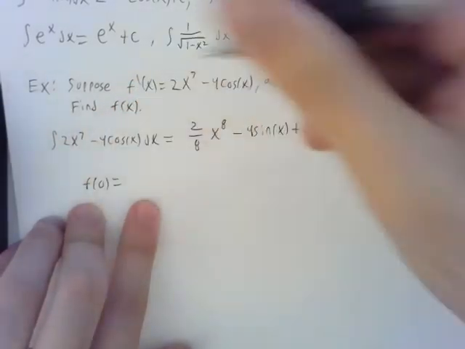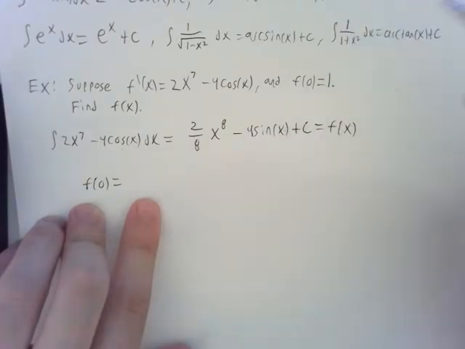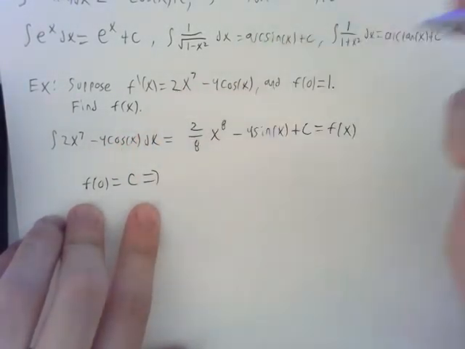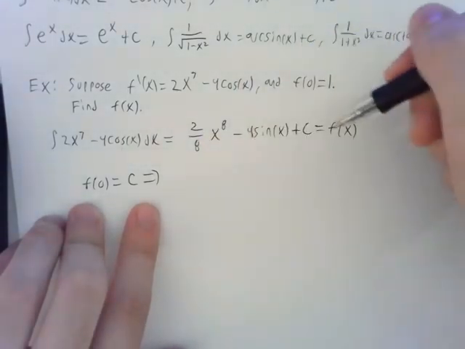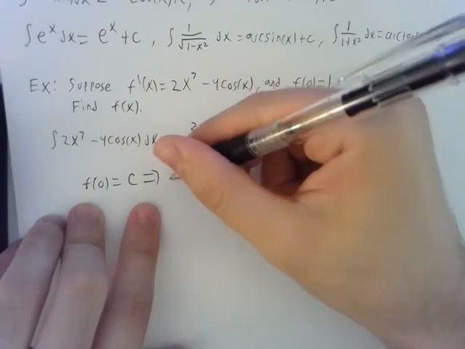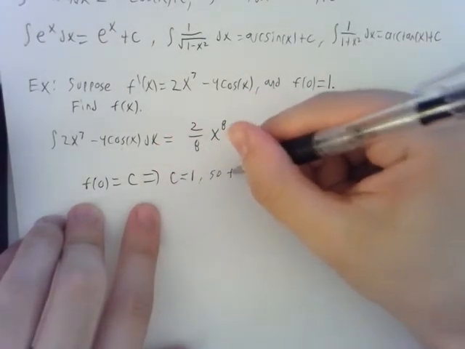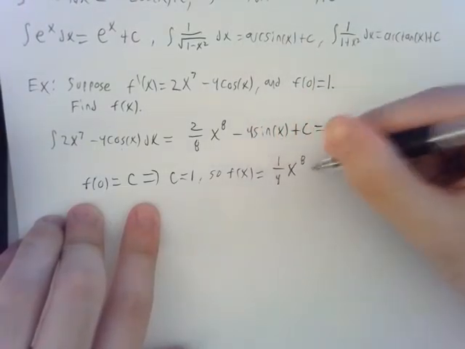Well, we get x to the 8th becomes 0, and sine of 0 is also 0, so we just get f of 0 is equal to c. This means that given this additional information, we can actually get rid of this unknown constant and determine that c has to be equal to 1. So f of x, finally, is equal to 1/4 x to the 8th minus 4 sine of x plus 1.